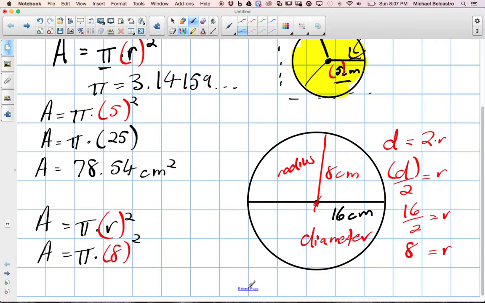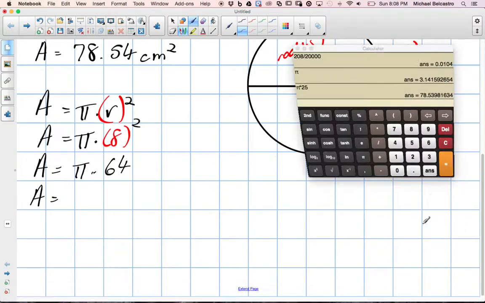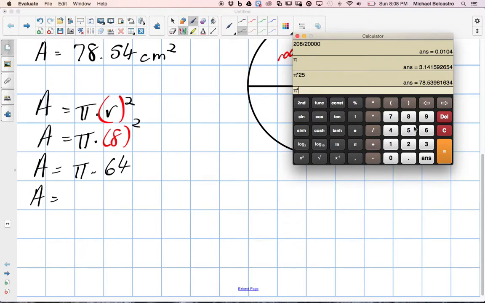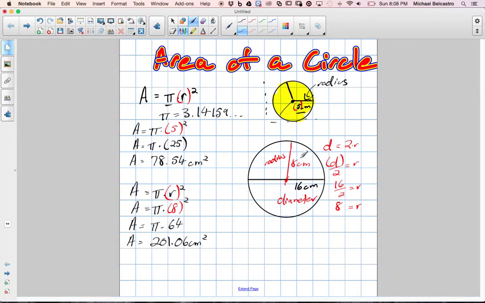Okay. We'll deal with the exponent first. So A is equal to pi times 8 squared, which is 64. And then we need to do area is equal to pi times 64. So we take out our calculator again. Pi times 64 is equal to, rounding to 2 decimal places, because it's a 1 in the third place, we round down, so 201.06. So this area is 201.06 centimeters squared. Okay?